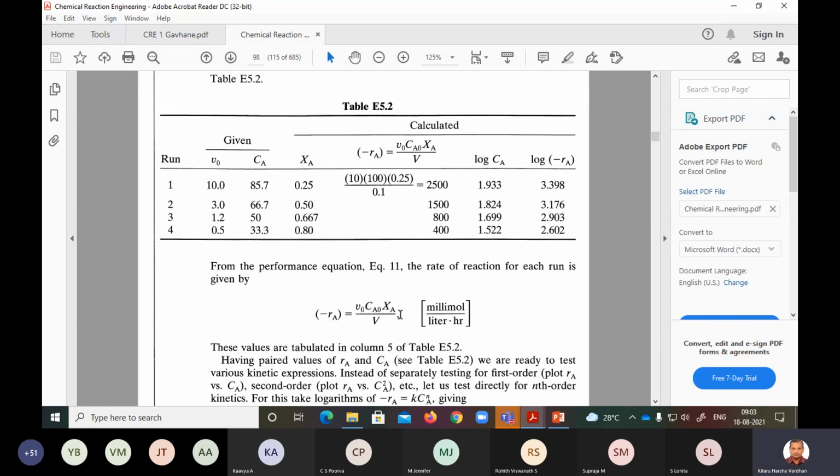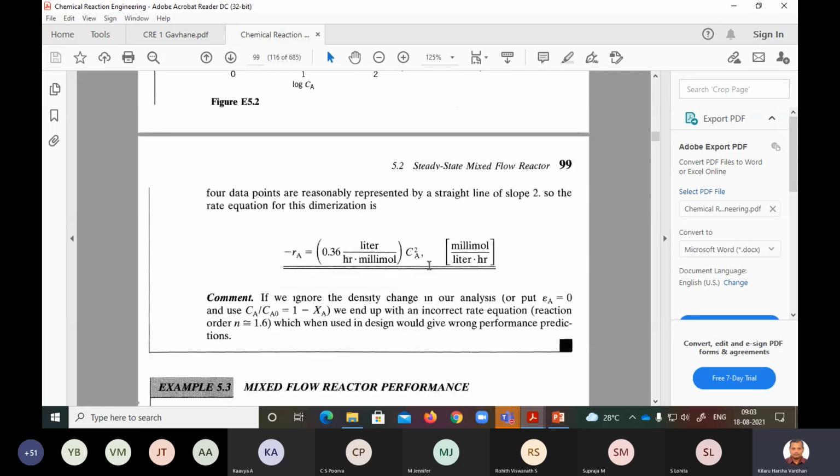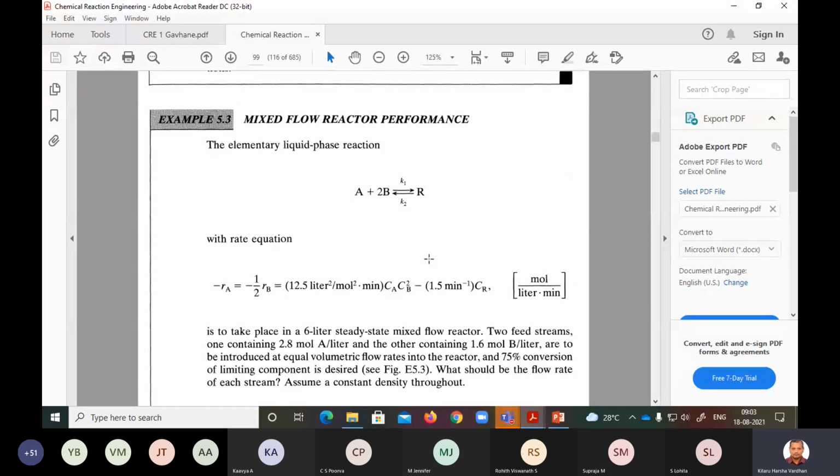Calculating slope and intercept is fine, but if you want to calculate the area under the curve, especially for a PFR, you go definitely wrong, right? So please try to do it. We'll do one more problem on a mixed reactor. This problem is also very popular.